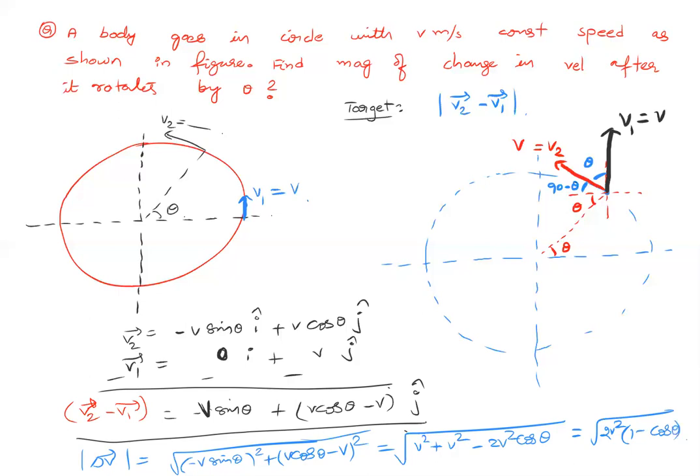Now many times so far we have seen that 1 minus cos theta is 2 sin square theta by 2, so that will give you 2v sin theta by 2 as the magnitude. From that logic you have to simplify and then do it. This is how you calculate subtraction of vectors. Now based on this we'll try to do a question.